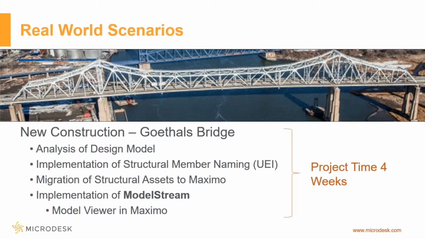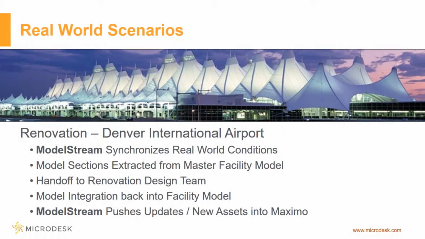So let's just take a quick look at some of the real-world scenarios that we have and how the software has been used. So we have new construction here for the Goethals Bridge. And again, going to my earlier story, this is the project that I was referring to, where we put the contract language into it. What we did for the project was we did the analysis of the design model. We implemented the structural member naming, which is called unique element identifiers. So every structural member on the bridge has an element identifier. We migrated all those structural assets into Maximo using ModelStream. We implemented ModelStream in 3 environments, and then we implemented the model viewer in Maximo.